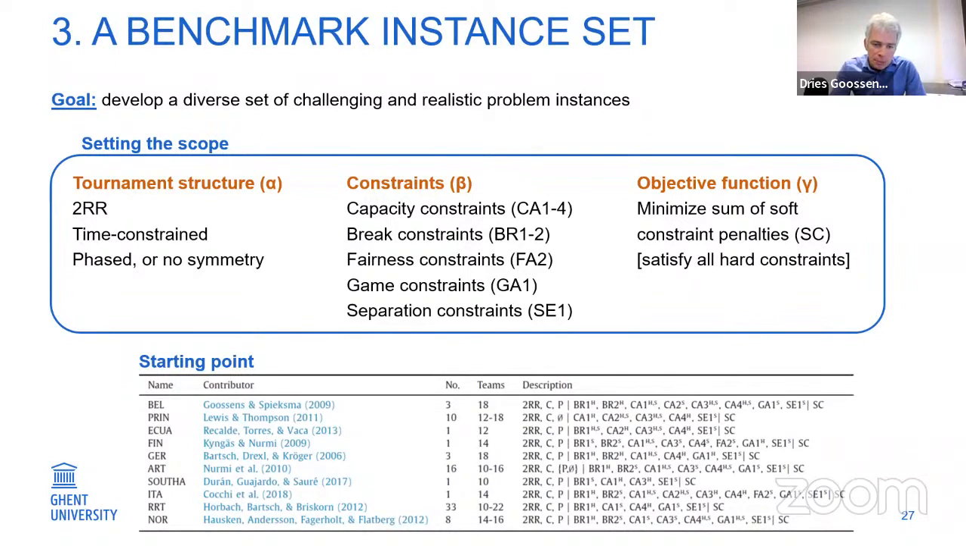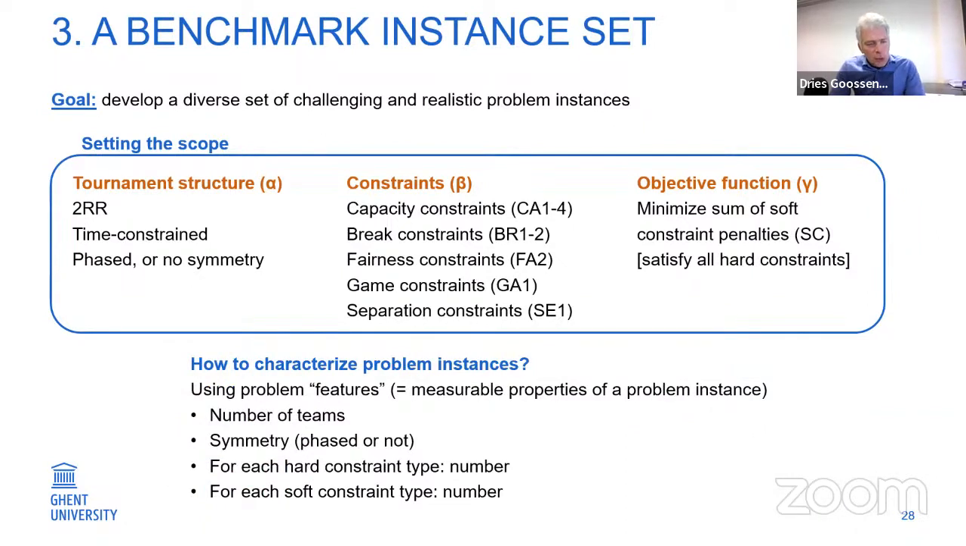Okay, now that in itself is not really a benchmark. First of all, okay, they are realistic because these instances come from practice. That is nice. We are not so sure if they are really challenging because many of them have not been tackled with different algorithms. But for sure, they are not so diverse. And we actually also want a diverse set of realistic instances. So how will we do that?